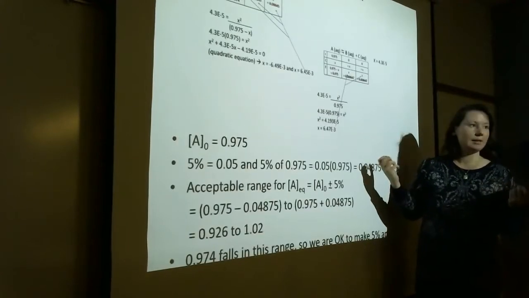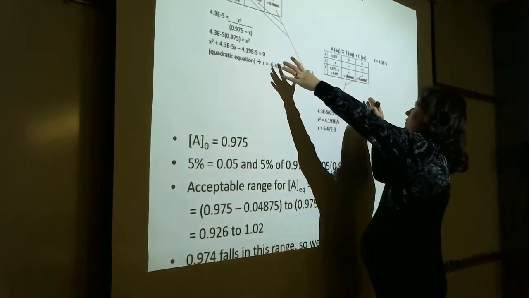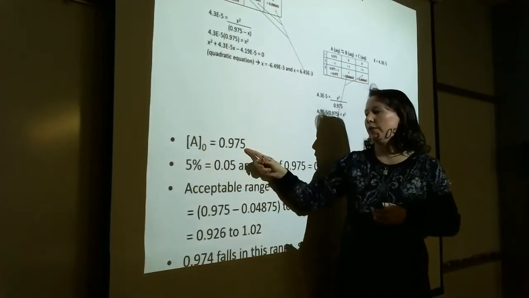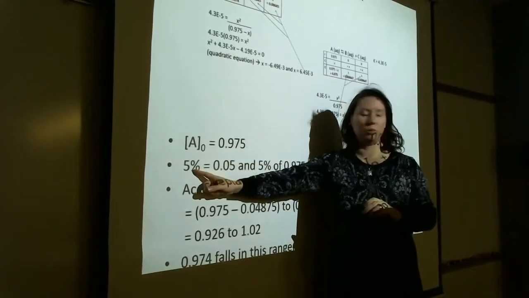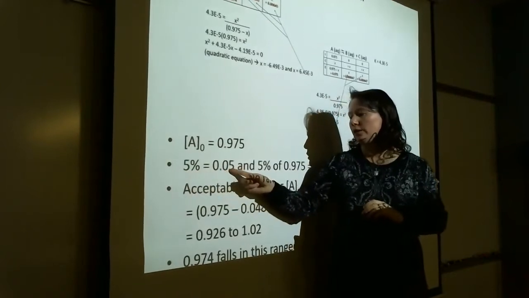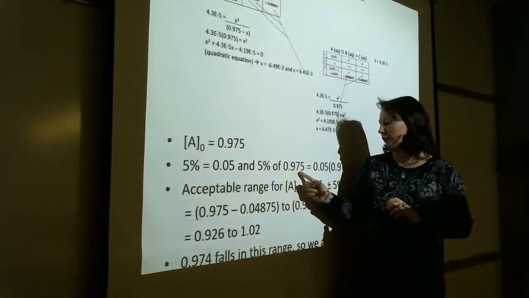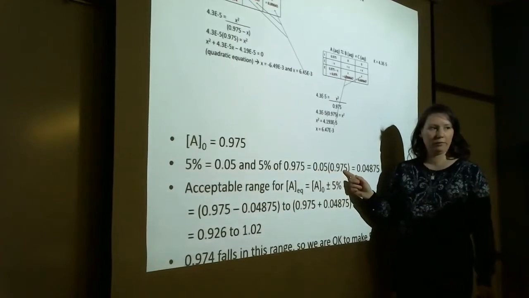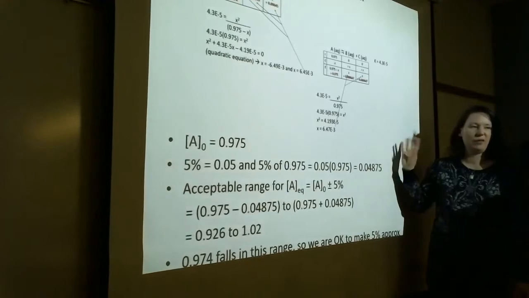So let's look at our two answers. Here are my two ICE tables. My initial concentration was 0.975, right? 5%, convert percent to a decimal, right? So moving 2 to the left, 1, 2. So 5% is equal to 0.05, yes? And so that means 5% of 0.975 would just be 0.05 times 0.975. You with me? So that gives us a value of 0.04875. We'll round to sig figs later.